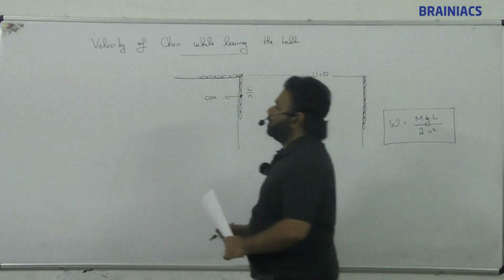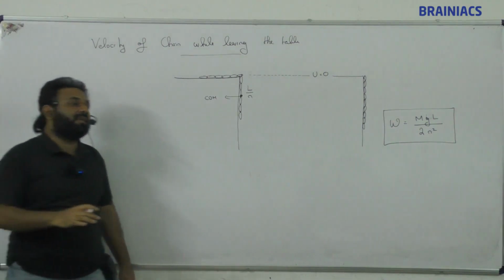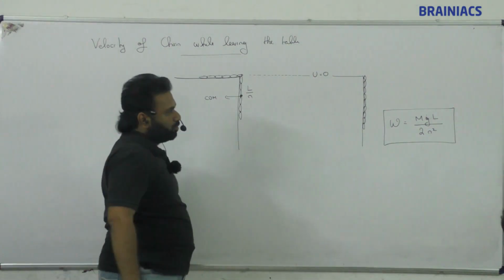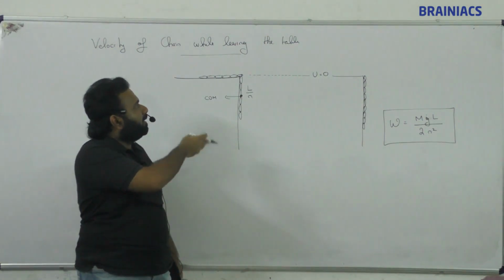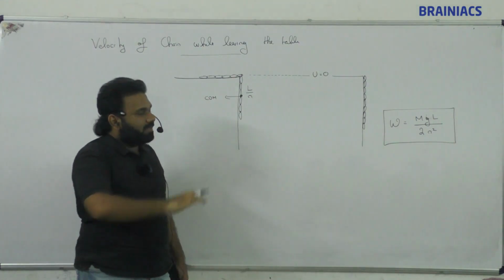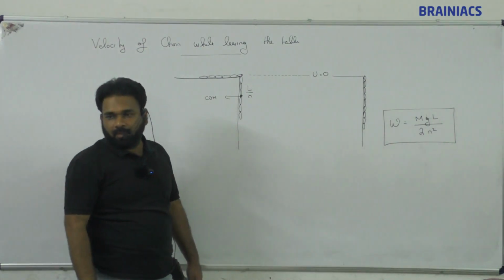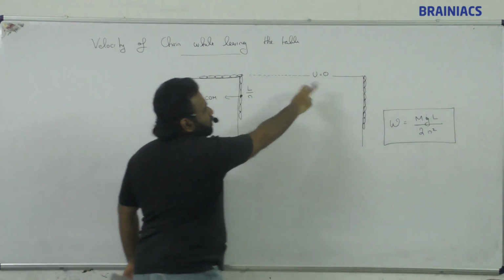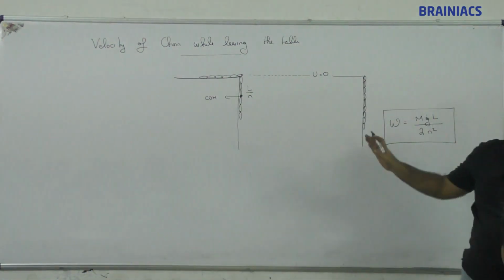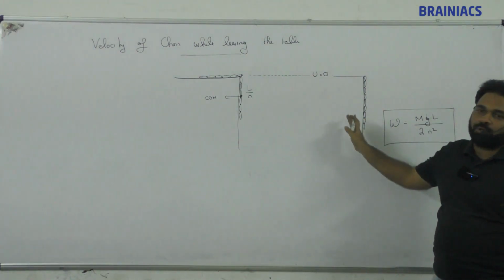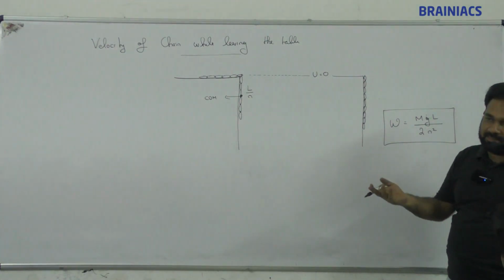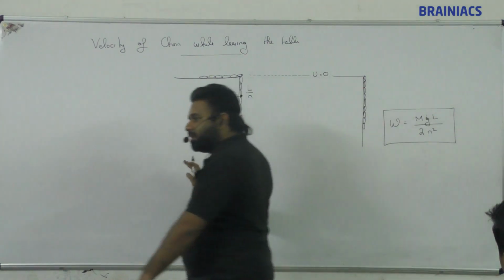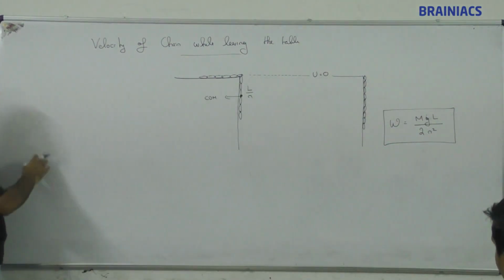So while leaving the table, whatever be the change in potential energy, suppose this was the initial position, the work done in the chain is the initial potential energy. Now if this thing is coming to this position, that is another potential energy. So the change in potential energy between these two positions will be converted into velocity, or kinetic energy. So equate the change in potential energy to the kinetic energy, find the velocity from mv square, and you will get the answer.